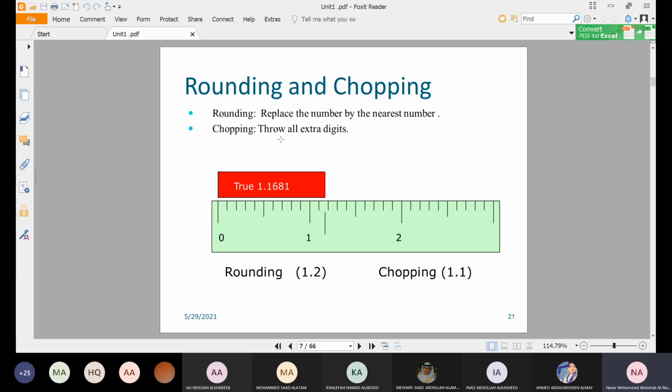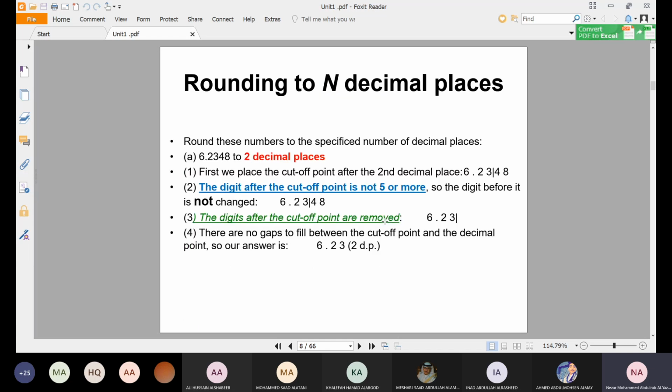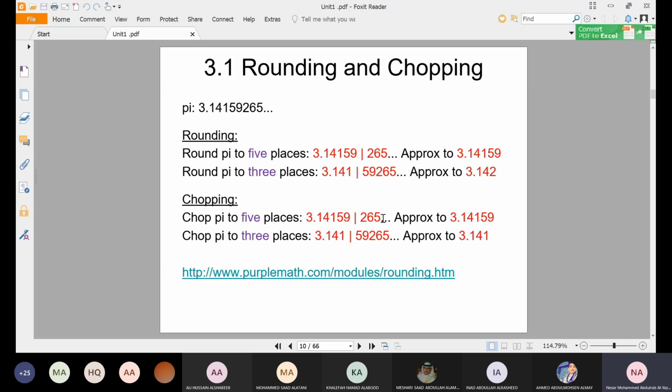Chopping is different. In this case, if I am interested in the number of significant figures, for example, 2 significant figures, I will make a cutoff point after 2 significant figures. The first one is 1 and 1. After that, I will create a cutoff point here. I will not look at the number after the cutoff point. We just throw away all the numbers after the cutoff point, and we call this chopping. And we take different examples.